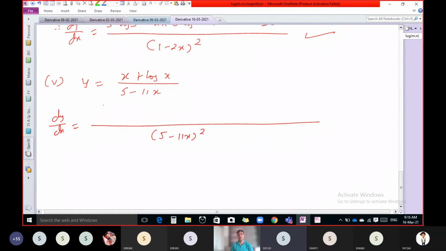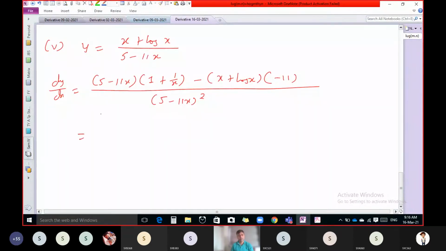Denominator into derivative of numerator, minus, numerator into derivative of denominator. Yes, in numerator, 1 plus 1 upon x, and now you can write x plus log x as it is into minus 11. Correct. Now open the bracket. Multiply 5 with both the terms, so 5 plus 5 upon x. Now multiply minus 11x with both the terms.